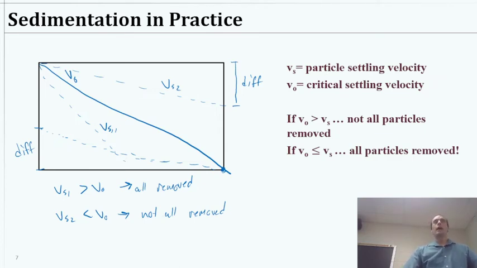Which means, as we'll see on the next slide, we should be able to define that as a proportionality for these rectangular systems. If the settling velocity is some proportion of the critical settling velocity, then proportionally we should have that percentage removed. Does that make sense? Because this is all assuming we have nice laminar flow, nothing weird or turbulent happening, and a particle is going to settle at a constant velocity, because we're assuming, again, that we reach terminal settling velocity.